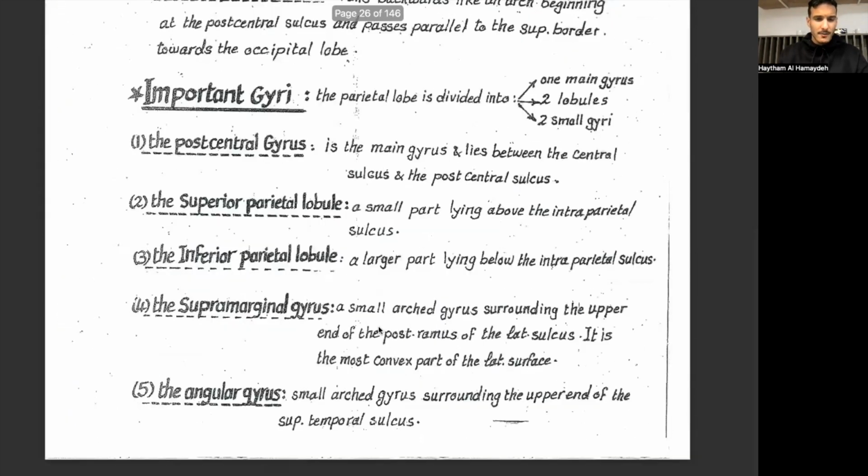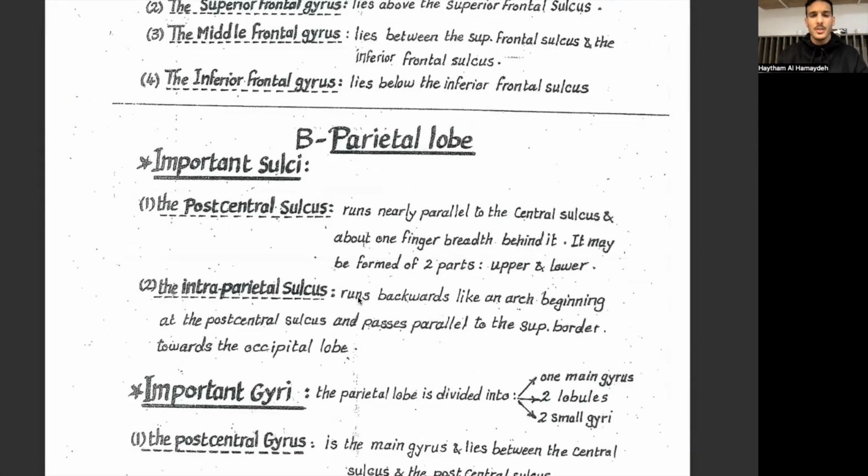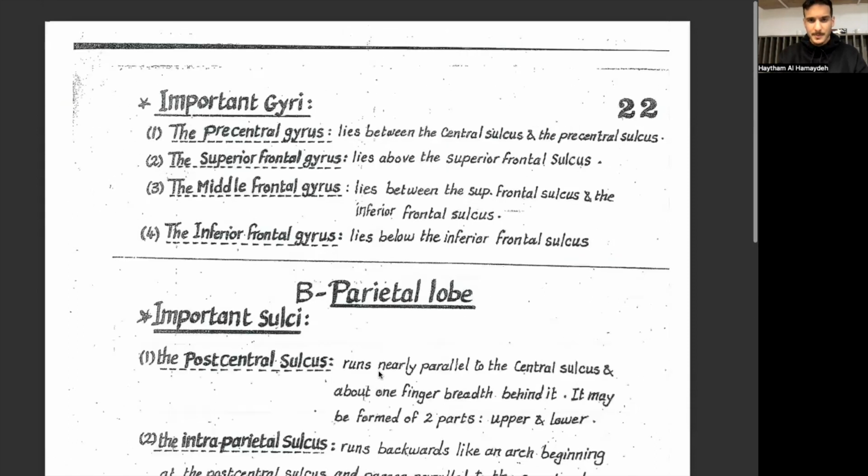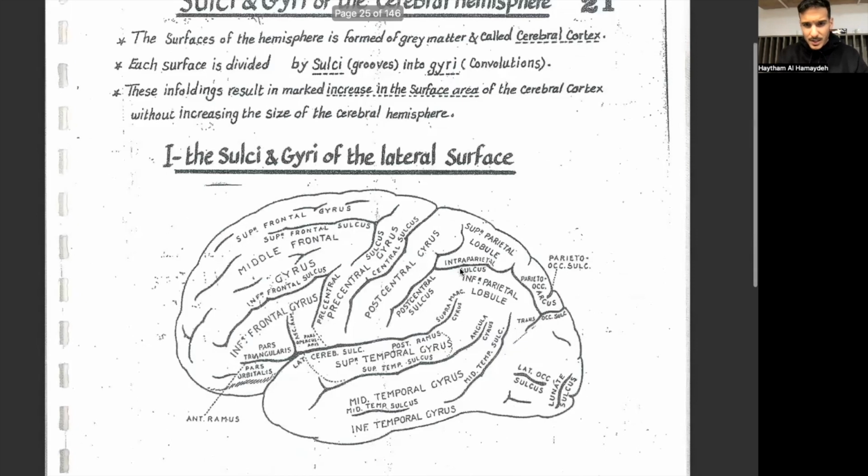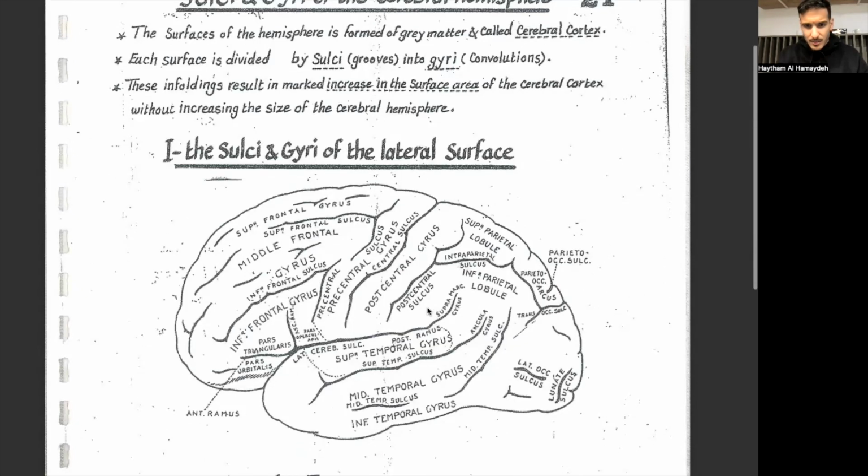Next, we have the intraparietal sulcus. It runs backwards like an arch, beginning at the post-central sulcus and passes parallel to the superior border towards the occipital lobe. Here, the post-central sulcus is here.